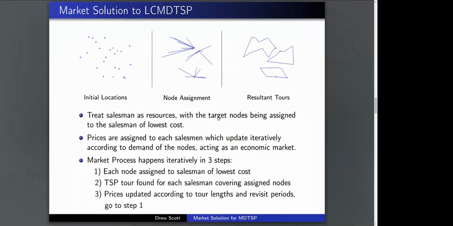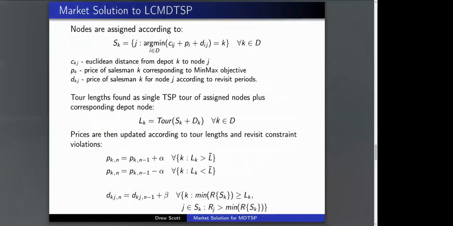And to compare this to, we have our market solution, which is treating salesmen as resources, and target nodes are assigning themselves to salesmen of lowest cost. And the prices assigned to each salesman we're updating according to demand. So salesmen with greater tour lengths and number of nodes in them are going to have a price increase, whereas salesmen of lower number of nodes are going to have a decrease in price. And we see that happening here in these figures.